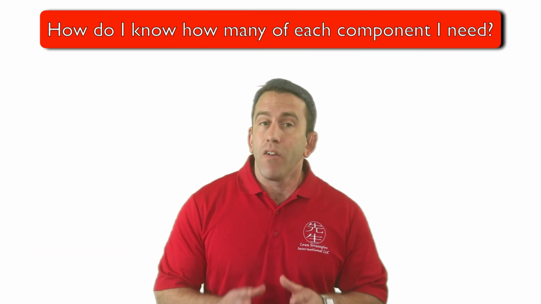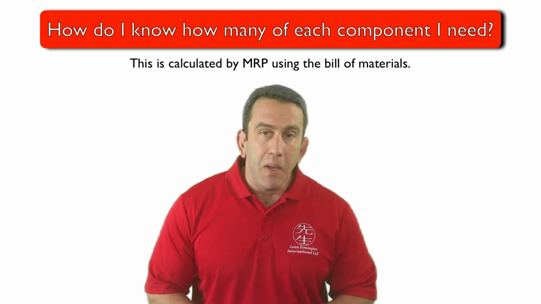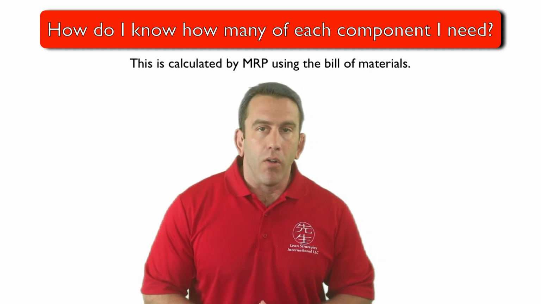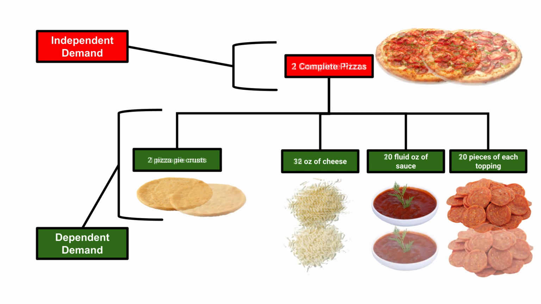You may be wondering, how do I know how many of each component I need? This is calculated by MRP using the bill of materials. As you can see, item A is an independent demand item and is built with dependent demand items. When MRP calculates the amount of dependent demand items needed to build the independent demand, it uses the bill of materials and the number of end items ordered to calculate what is needed.